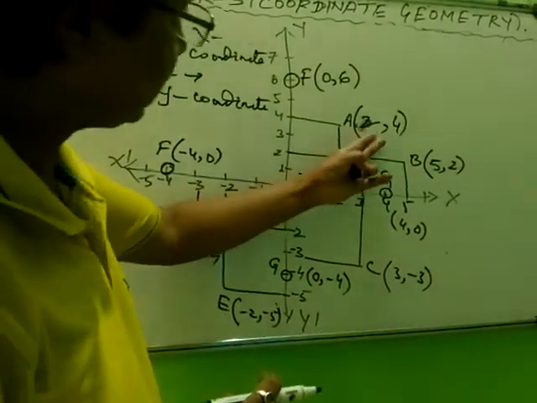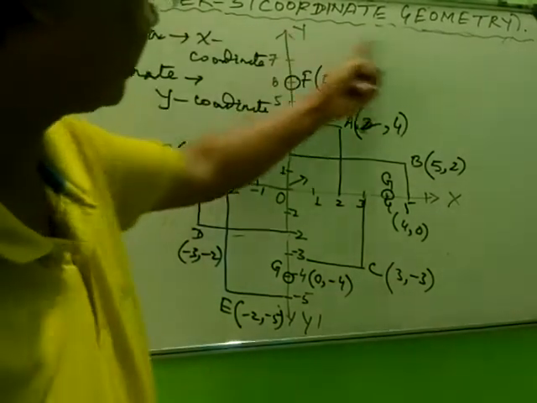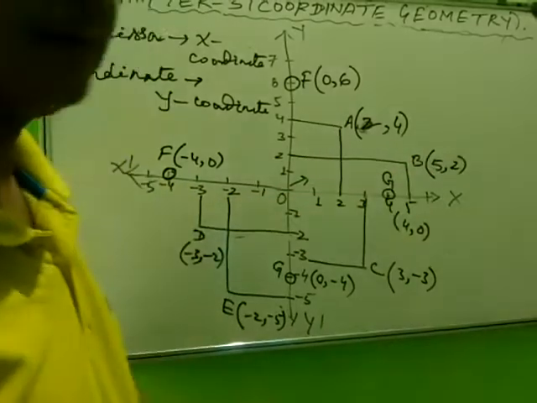Then the other points that lie in the quadrants, these are called quadrants, so there you will not get 0.